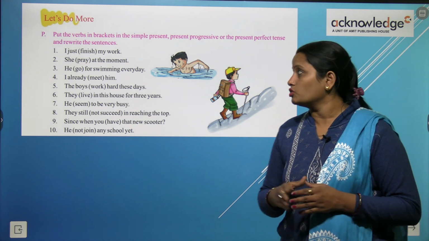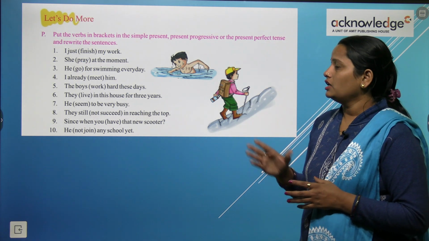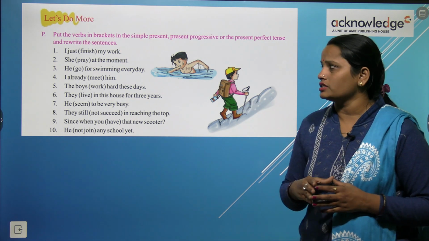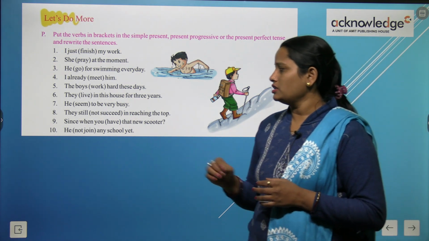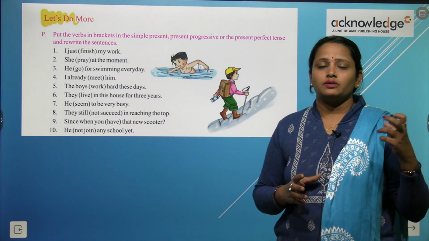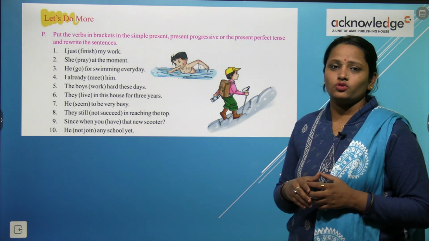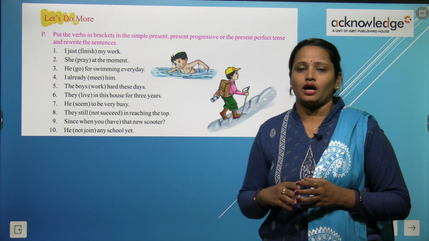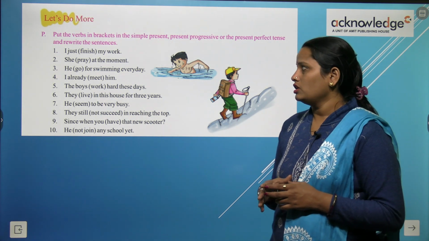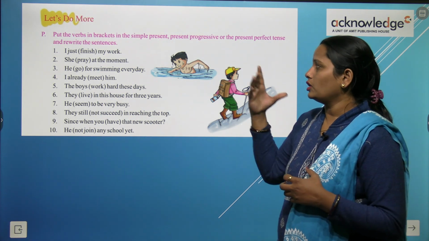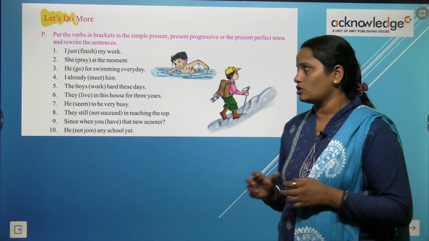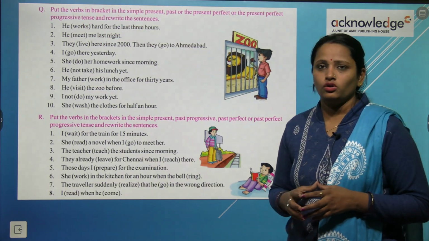Now let's do more. Put the verb in the bracket in the simple present, present progressive or present perfect tense and rewrite the sentence. So यहाँ पे sentence दिए गए हैं, आपको decide करना है whether simple present use होगा, present progressive use होगा या फिर present perfect tense यहाँ पे use होगा. So I just finished my work. अब यहाँ पे finish लिखा हुआ है, तो आप देखो कि तीनों में से कौन सा tense यहाँ पे use होगा. So children, this is also your homework. You have to do on your own.